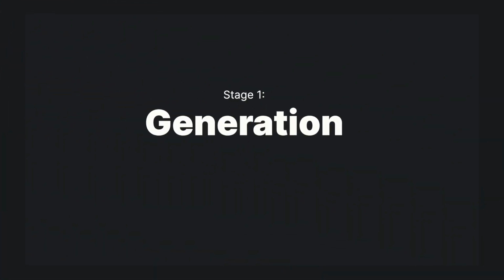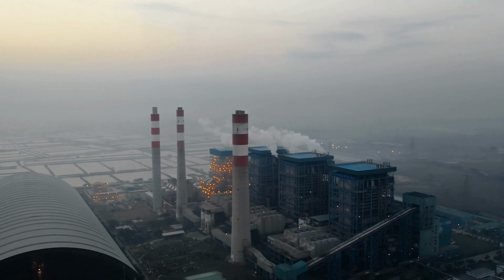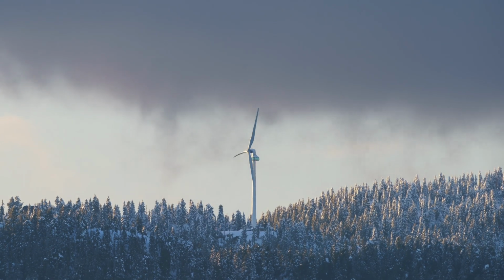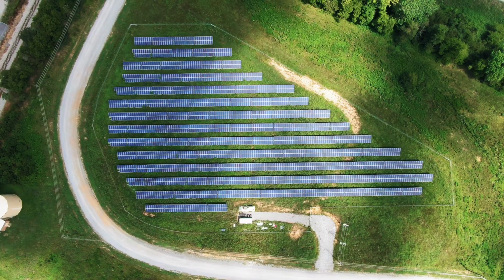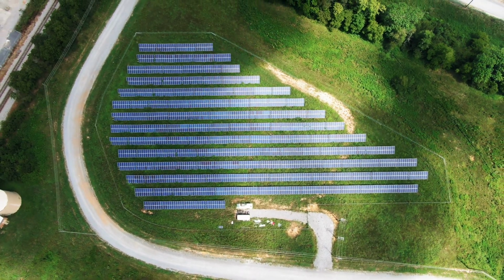So, what are the four main stages of any electricity system? The first is generation, where electricity is produced. In the past, this generally happened by burning stuff to power turbines. However, in today's world, there's a much more diverse mix of generation, including intermittent renewable sources like wind and solar.